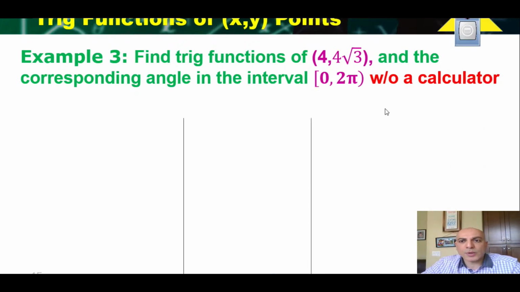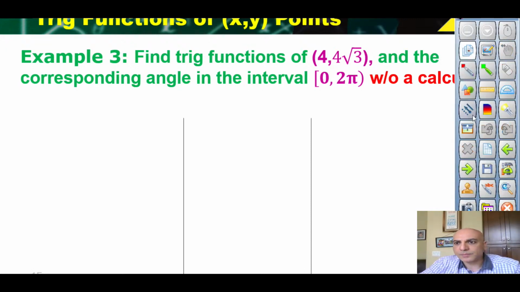Example number 3. It says find the trig functions. We are only focused, by the way, on the sine, cosine, and tangent. The other ones you could just do the reciprocal. If you're in pre-calc and watching right now, you could do the reciprocal for the other ones: cosecant, secant, and cotangent. Okay, so now let's go back to the same process.